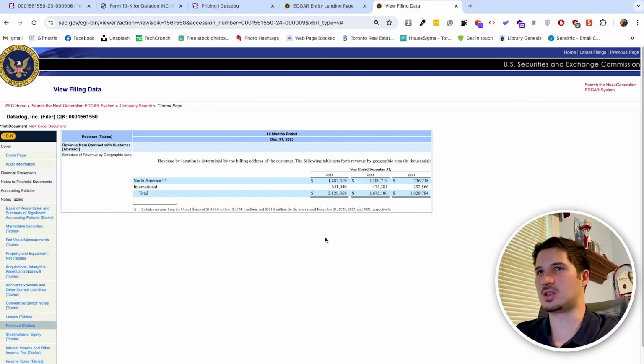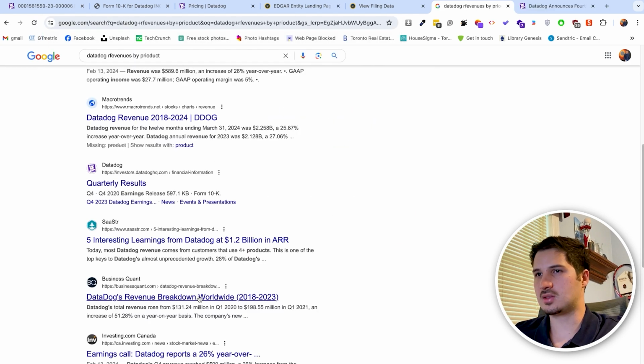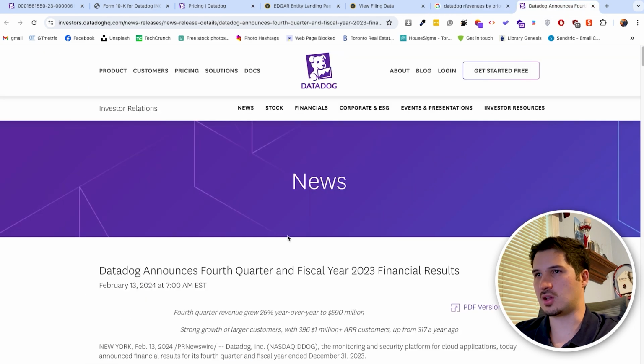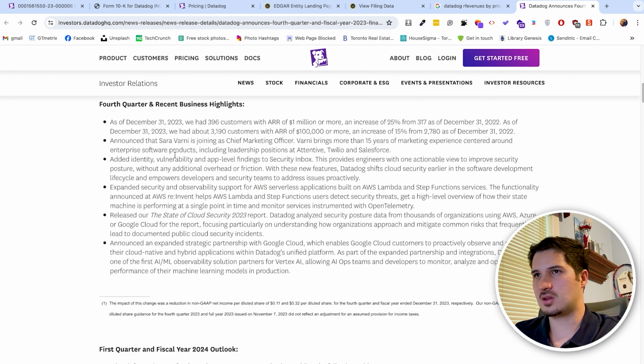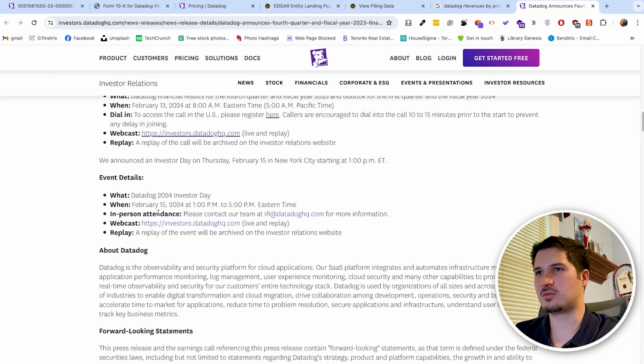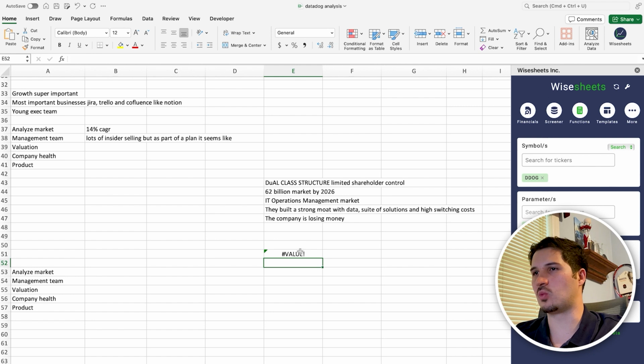Let me see if we can see Datadog revenues by product. Yeah, this is the revenue by market, which they reported. Okay, so here they give you some insights. They provide details of financials and stuff, but they don't provide you with the breakdown. That's too bad, because I really wished to understand where the revenue is coming from per product, but that's okay. In the IT operations market, they build a strong moat with a data suite. The company is losing money. So there's a couple of things that we've got to go over. Now we have a little bit better idea of the product and the company health.